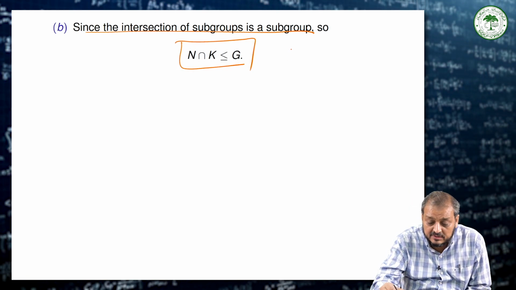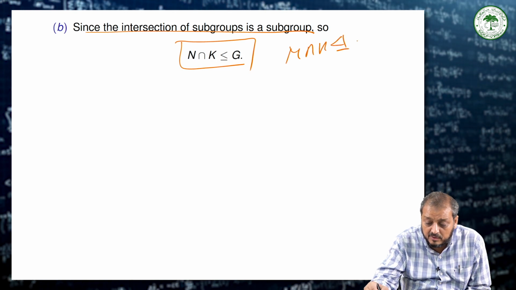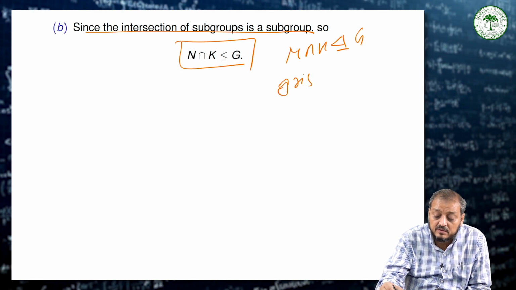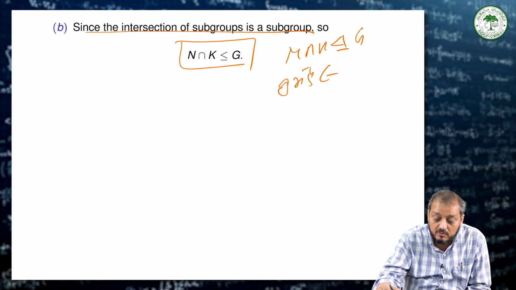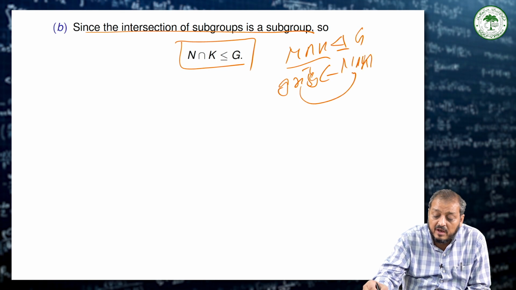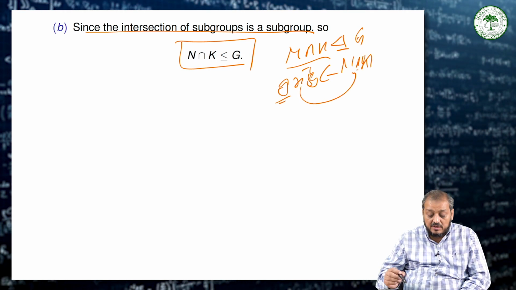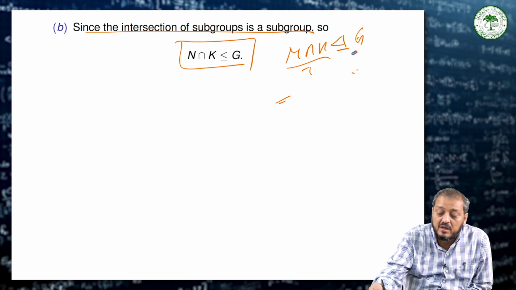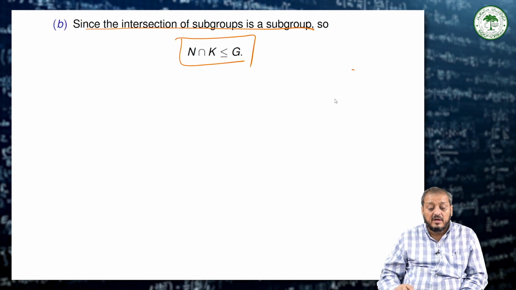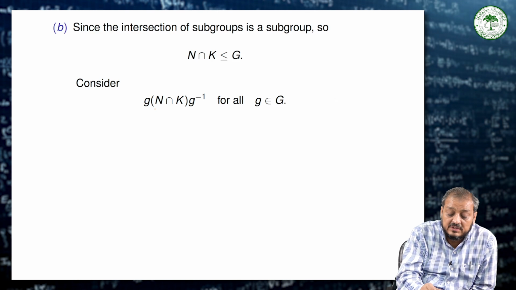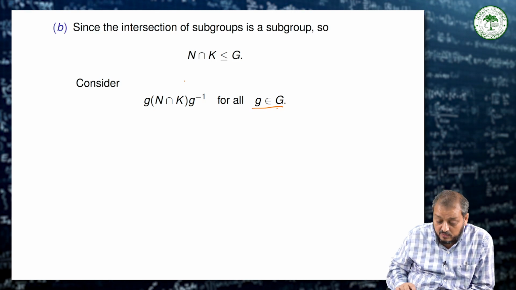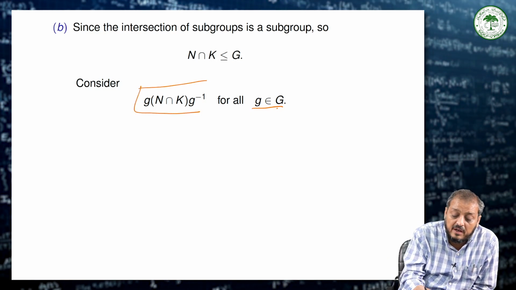Now we try to show that this N intersection K is normal in G. Then we have to take gxg inverse as an element of N intersection K, where x is an element of N intersection K and g is an element of G. So we have to show that this property holds, that N intersection K is normal in G. So let's consider g and g inverse for all g, and then we consider this set for all g.